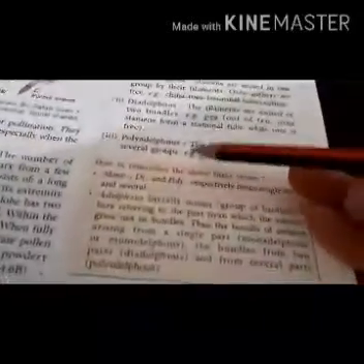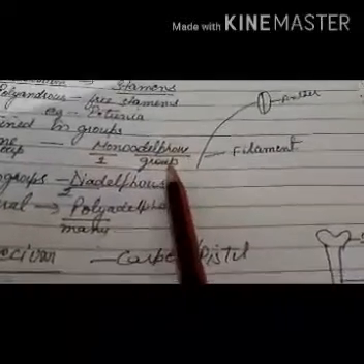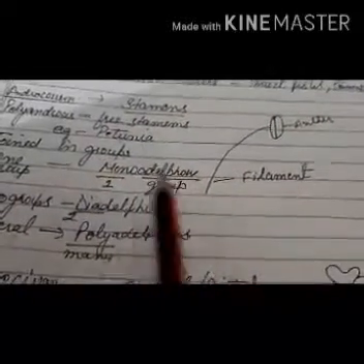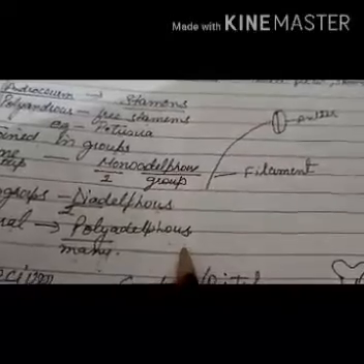Now, when we talk of terms, how to learn them? Mono means single. Adelphous means group. So monoadelphous means one group, diadelphous means two groups, and polyadelphous means many groups.